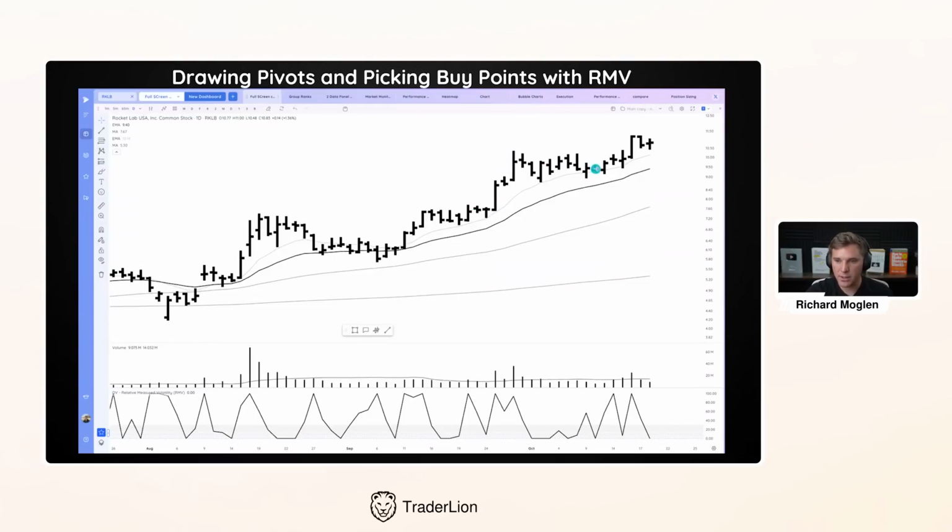We're in a consolidation here. This is the point where you get on your screens, RMV equals 0. This is the inside bar. So I'd basically put my pivot point right at that high. It's a little bit lower than this high, which is the other part of the range.